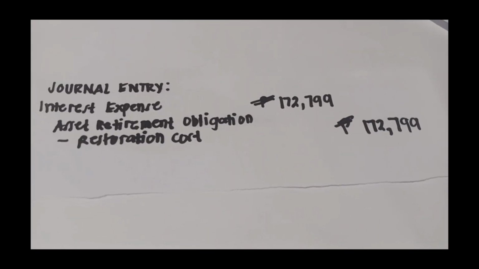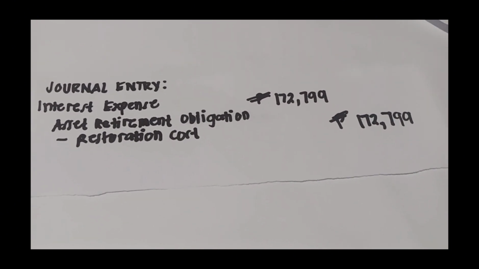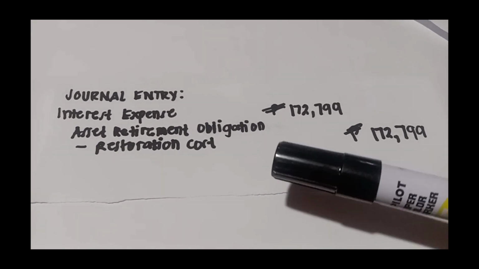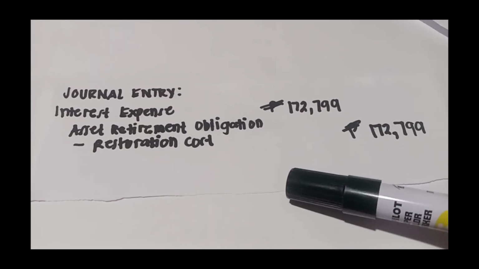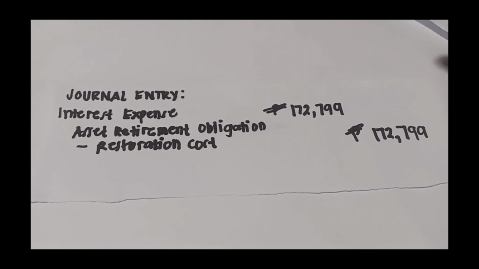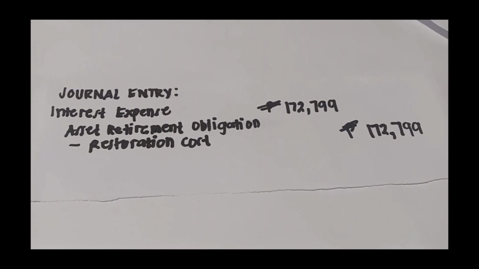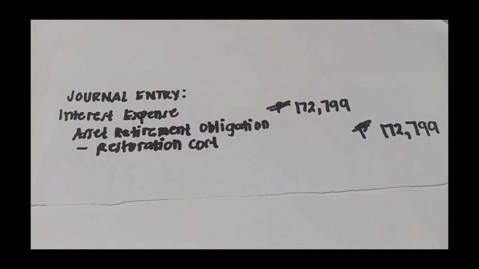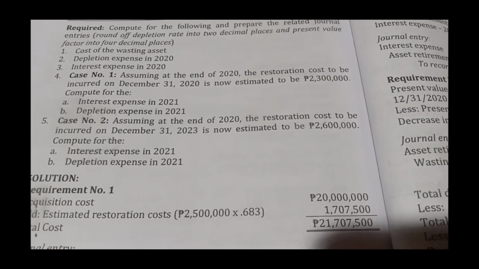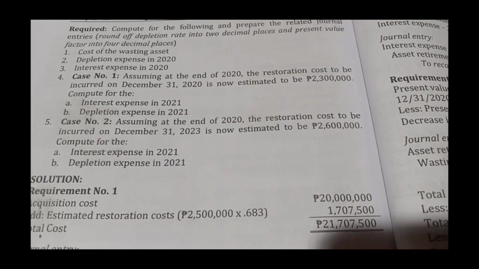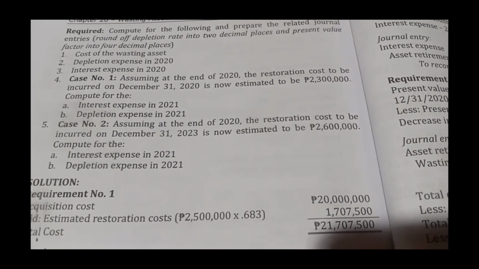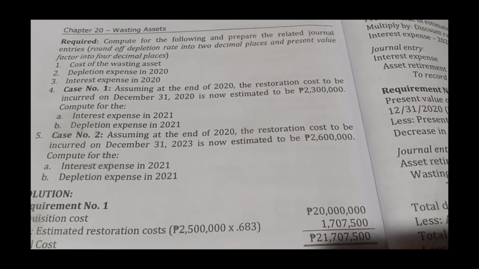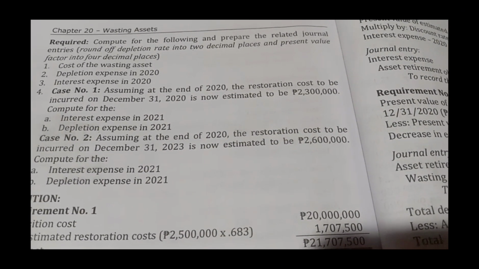So in journal entry nga na parehas ra ganina, mo debit tag interest expense og mo credit tag restoration cost or asset retirement obligation. 172,799 debit interest expense and 172,799 credit restoration cost. Now, requirement number 5, na naa tay case number 2. Ato na po nang i-assume na at the end of 2020, ang restoration cost na ma-incur sa December 31, 2023 is estimated to be 2,600,000 na. So, ato i-compute ang interest expense sa 2021 og depletion expense sa 2021.